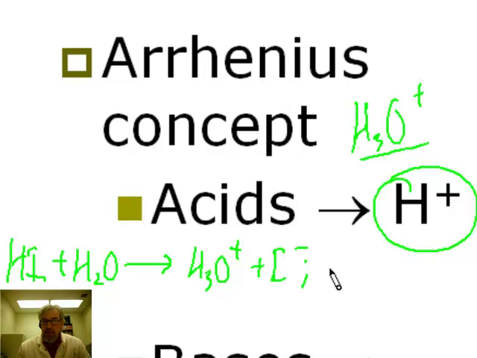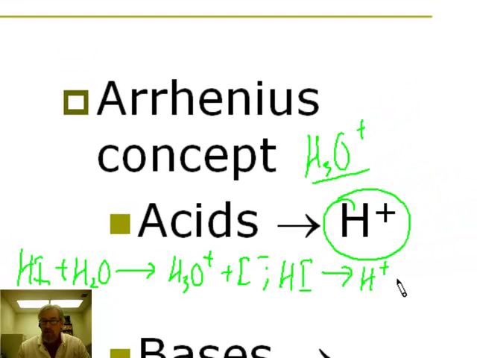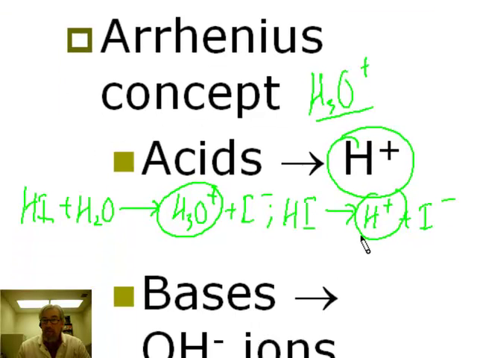But chemists will often model that process as HI just decomposing or falling apart, sort of ionizing into H+ and I-. So H+ and H3O+ are often used interchangeably by chemists, and in calculations they will always come out to be the same values.